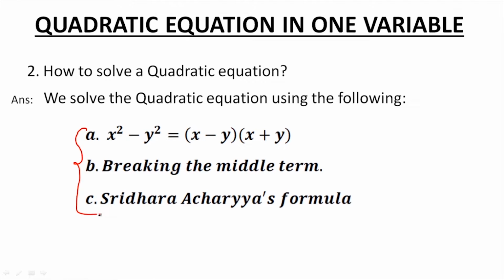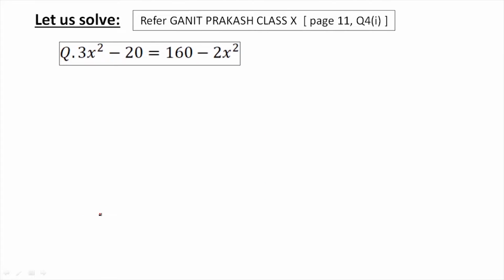So let's see with the help of an example. This is the question that we have taken. You can refer to the book Ganit Prakash of class 10, page number 11, question number 4.1. The question says 3x square minus 20 is equal to 160 minus 2x square.